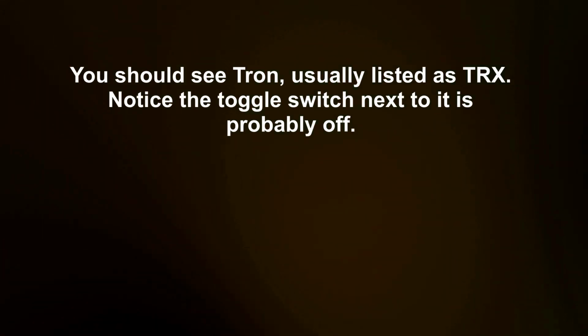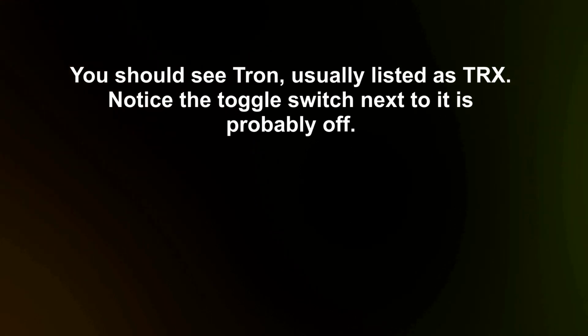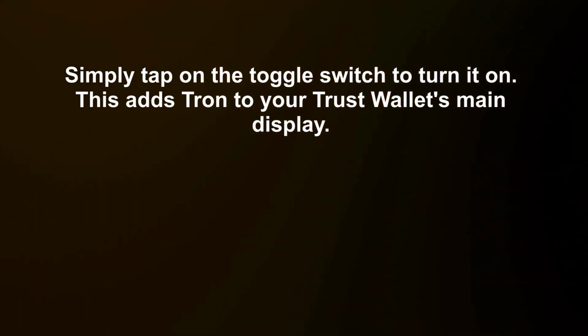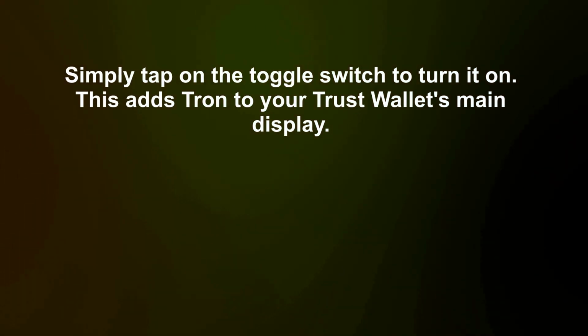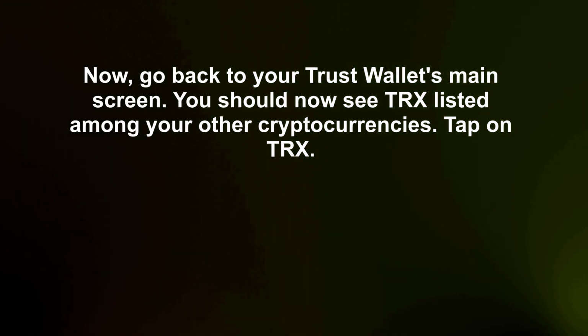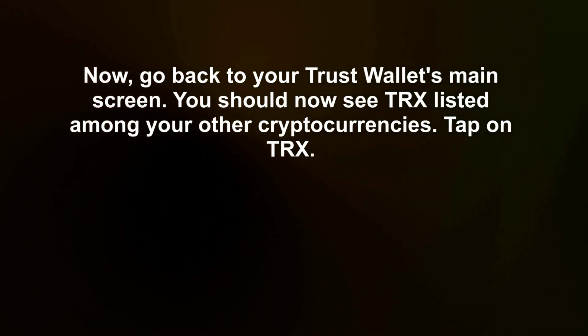Type Tron or TRX into the search bar. You should see Tron, usually listed as TRX. Notice the toggle switch next to it is probably off. Simply tap on the toggle switch to turn it on. This adds Tron to your Trust Wallet's main display. Now, go back to your Trust Wallet's main screen.